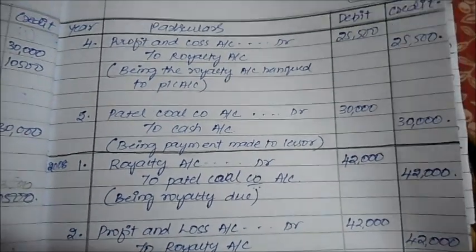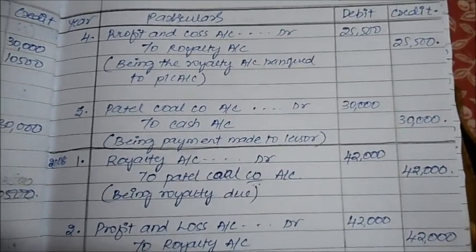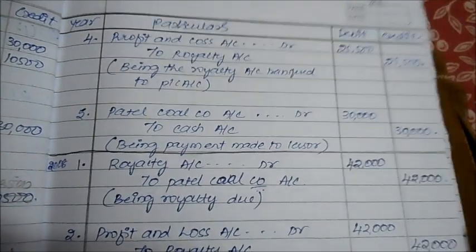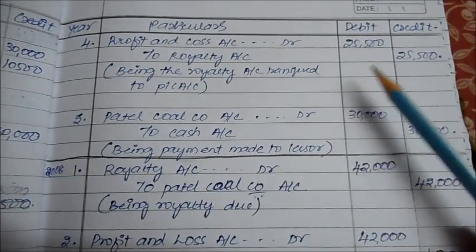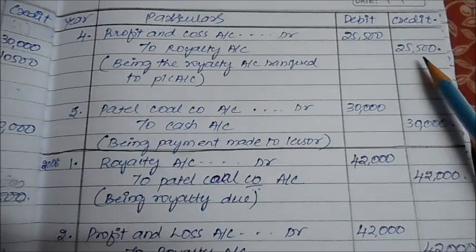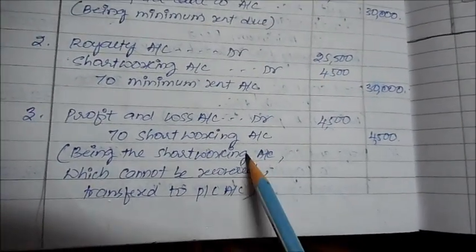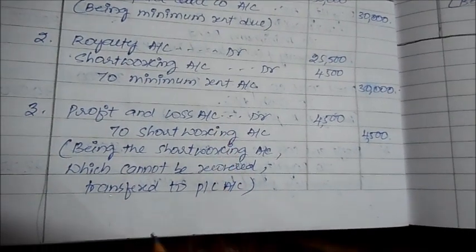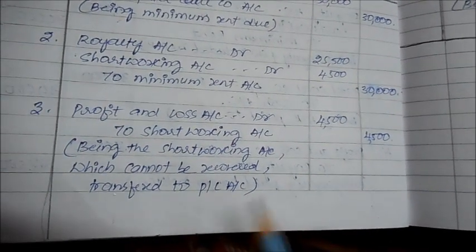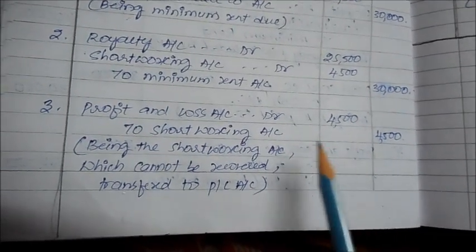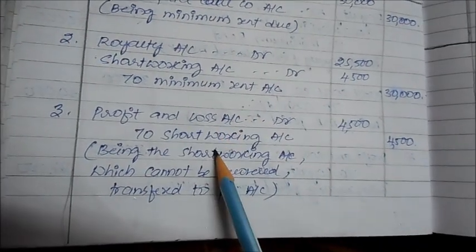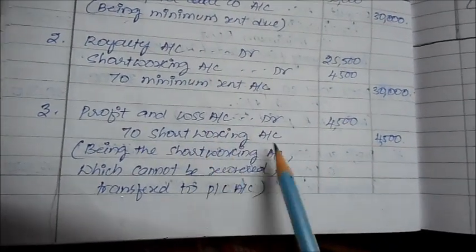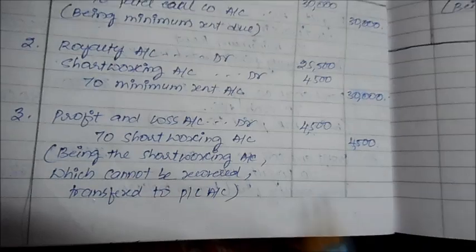After this, what exactly happens? We transfer our royalty and short working to the profit and loss account. So P&L account debit to royalty 25,500, and the last entry will be when you're transferring your short working irrecoverable to P&L account to ultimately show that you are not going to recover this money back ever again. So it will be treated as a permanent loss. Profit and loss account debit to short working account 4,500.